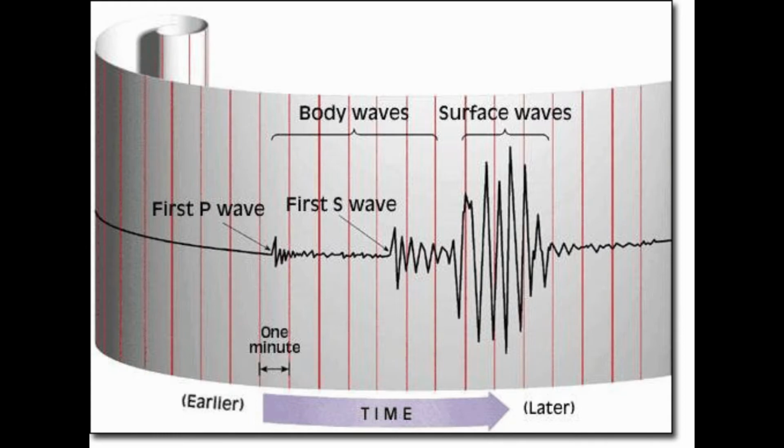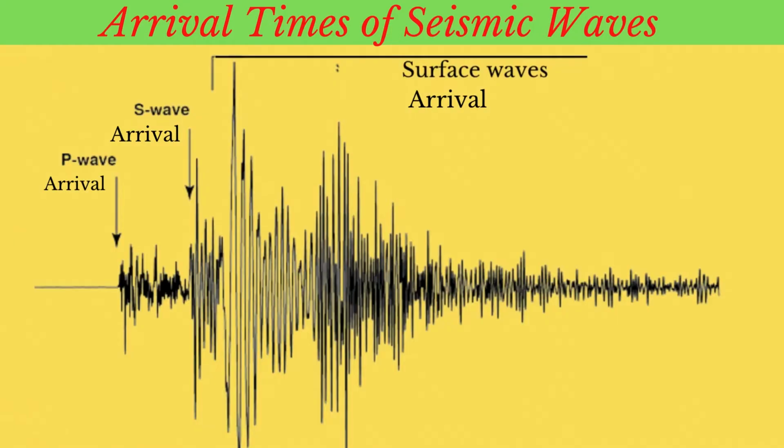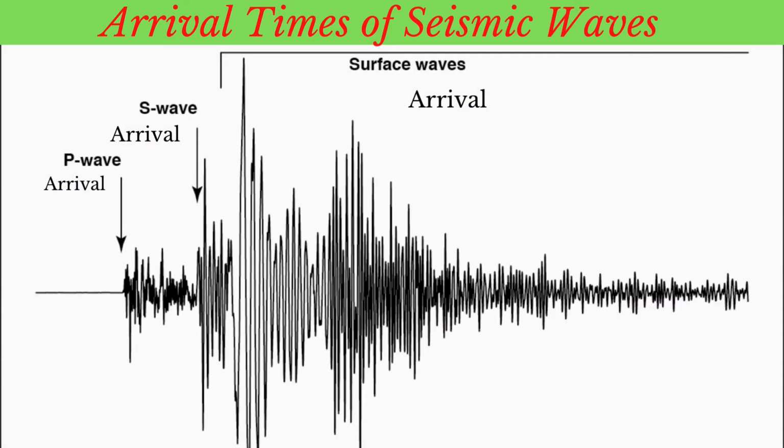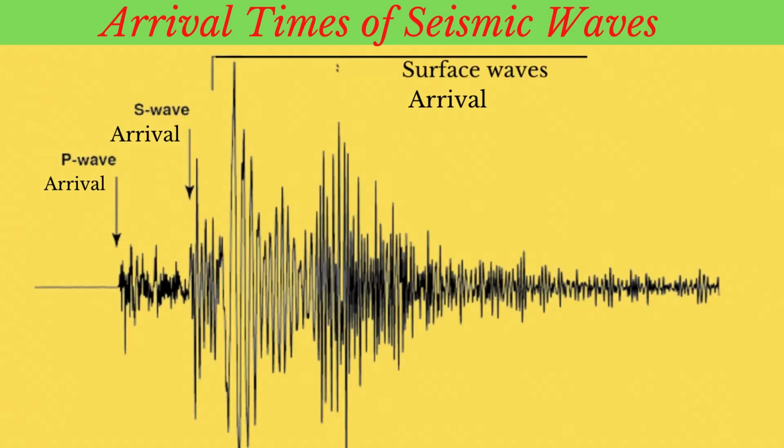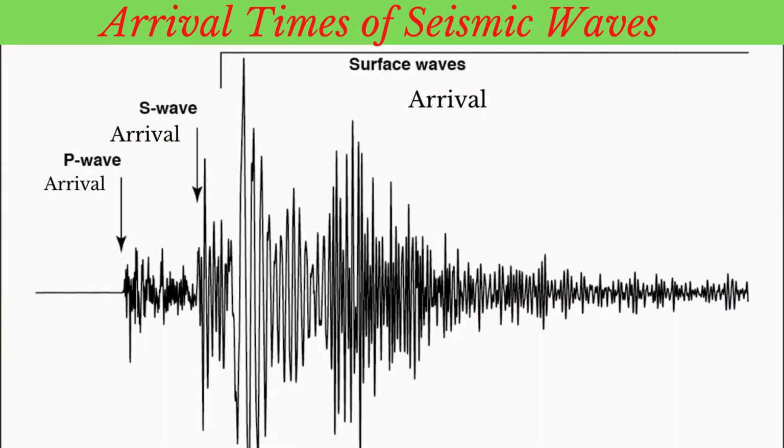The height of the wiggles in the line indicates the amount of ground movement produced by seismic waves at the seismograph's location. This is called the amplitude of the waves. The patterns in the wave data are critical in determining the nature and location of an earthquake. By studying seismograms, scientists can determine the locations and strength of earthquakes.